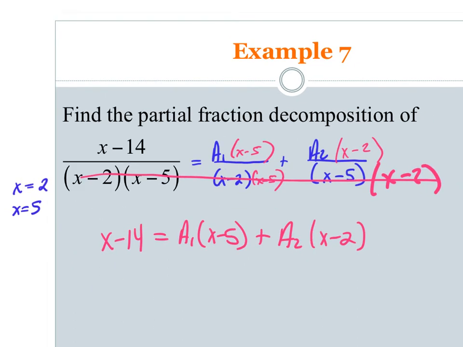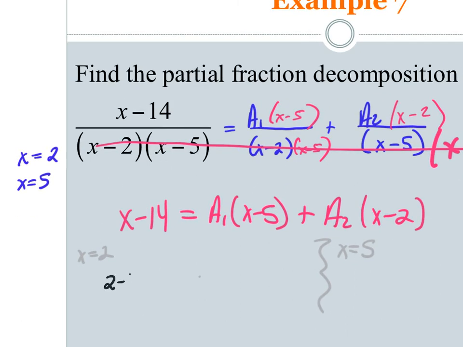Agreed? Now what's my next step? What am I going to plug in? I'm going to plug in 2 for one of them, and then what am I going to plug in for the other one? Perfect. Is this as hard as it seemed like it was a minute ago? No, same thing every time. So I have 2 minus 14 equals a sub 1 times 2 minus 5, plus a sub 2 times 2 minus 2.